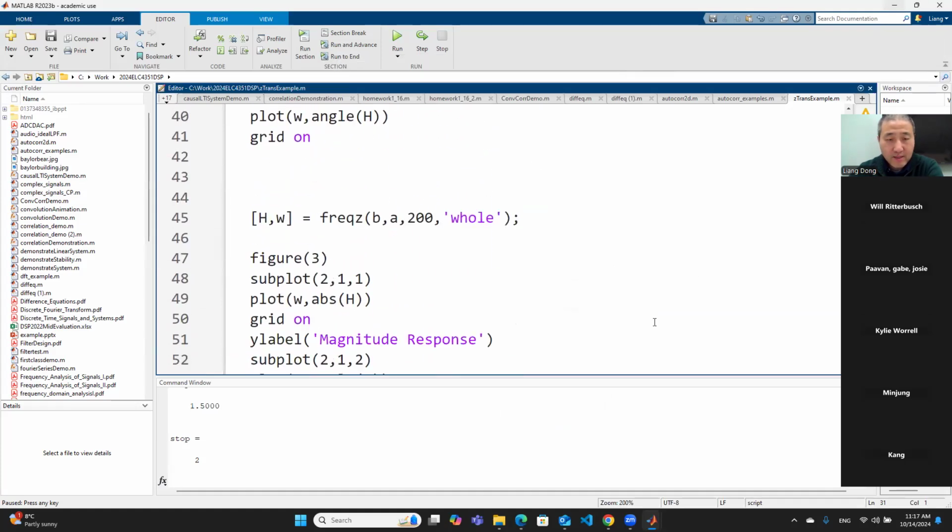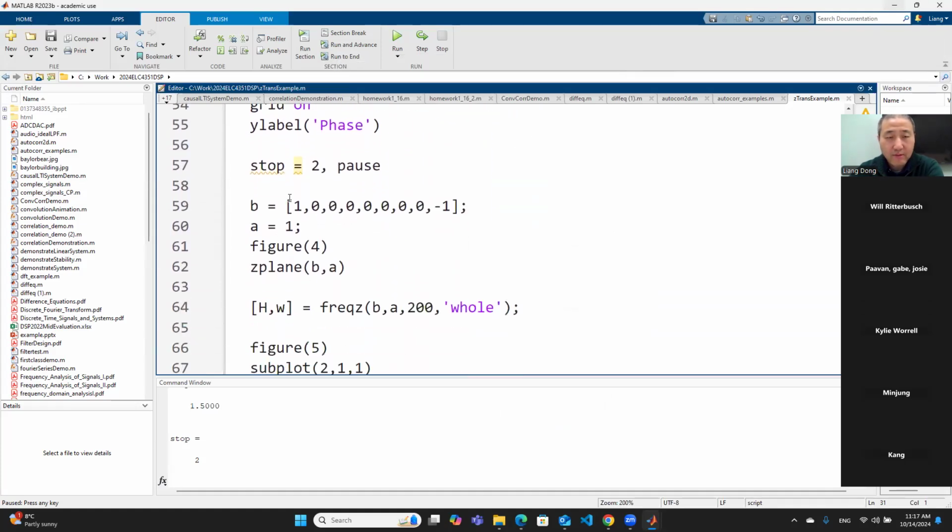So let's look at the next example after that. Now, after this stop, I have B is equal to an array, 1, 0, 0, 0, 0, 0, 0, 0, minus 1. So what we have is B sub 0 equal to 1, and B sub 8 is minus 1. A is 1. So on the numerator, we have this polynomial. On the denominator, that's just 1, so we don't have a denominator.